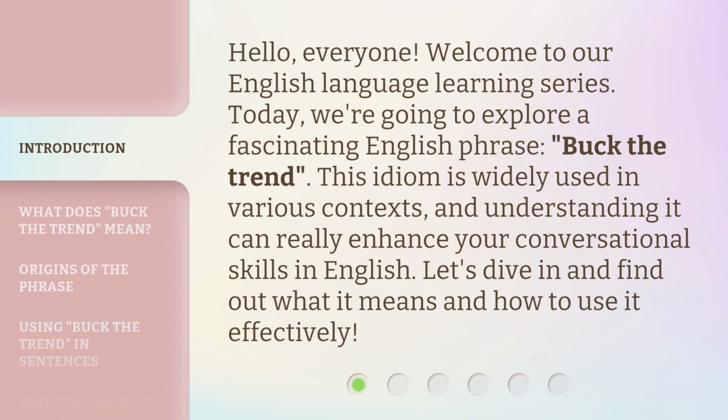Today, we're going to explore a fascinating English phrase, buck the trend. This idiom is widely used in various contexts, and understanding it can really enhance your conversational skills in English. Let's dive in and find out what it means and how to use it effectively.